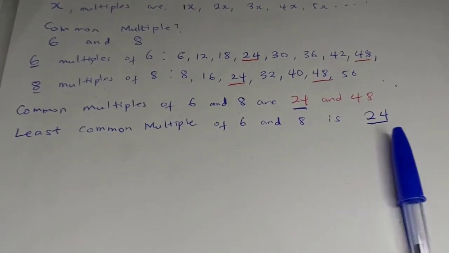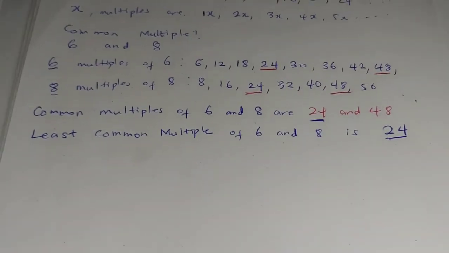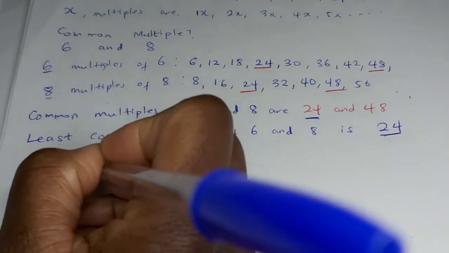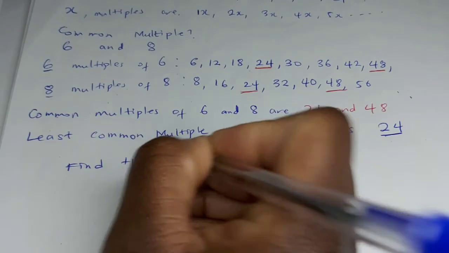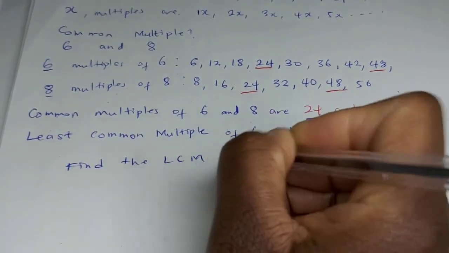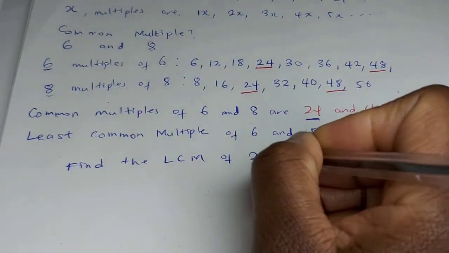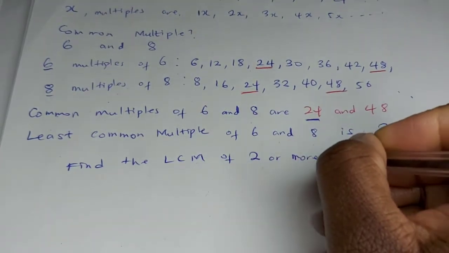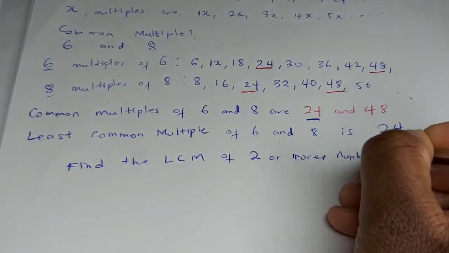Now, when you are given 2 or more numbers and asked to find the LCM, how do you go about that? How do you find the LCM of 2 or more numbers?